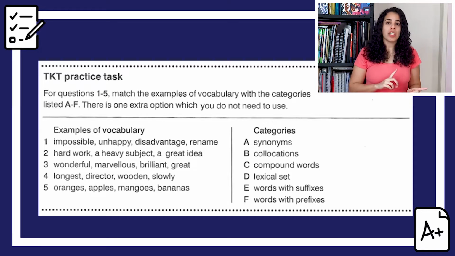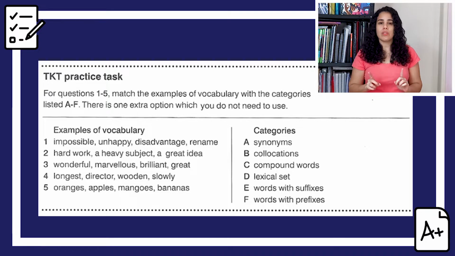You have to match them to the categories from A to F. A. Synonym. B. Collocations. C. Compound words. D. Lexical set. E. Words with suffixes. F. Words with prefixes. So you have 6 lexical items that you should connect to the 5 sets of vocabulary. There is one extra item.